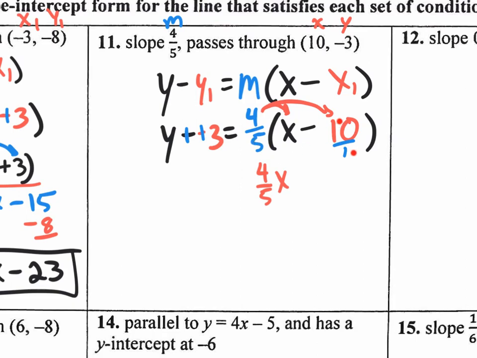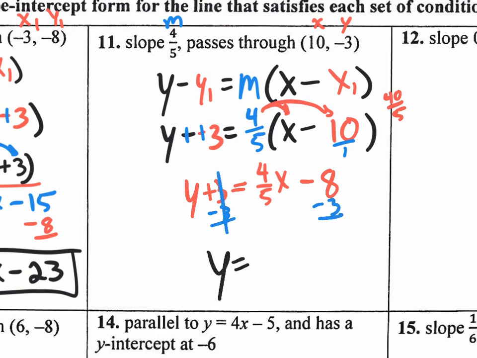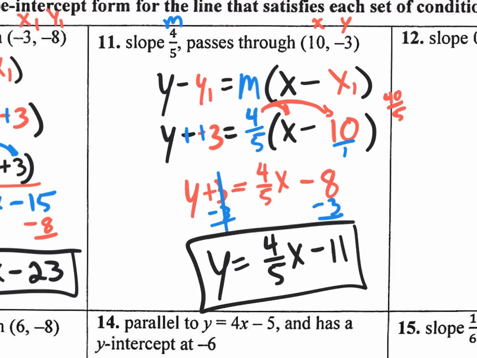So 4 times 10 is 40, 5 times 1 is 5, so you have 40 over 5. And you could jot that down on the side if you want, 40 over 5. 40 divided by 5 is 8. So you're going to have a minus 8 right here. Equals y plus 3. Final step would be to subtract 3, and there's your slope-intercept form equation. Y equals the slope 4/5 x minus 11.